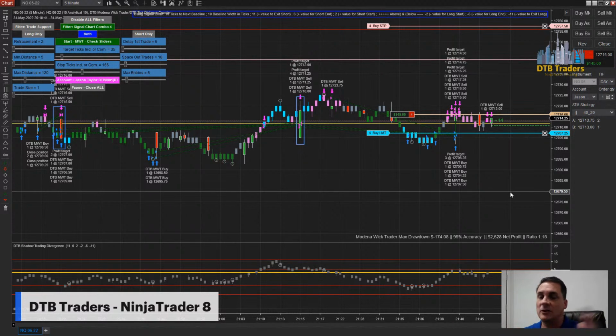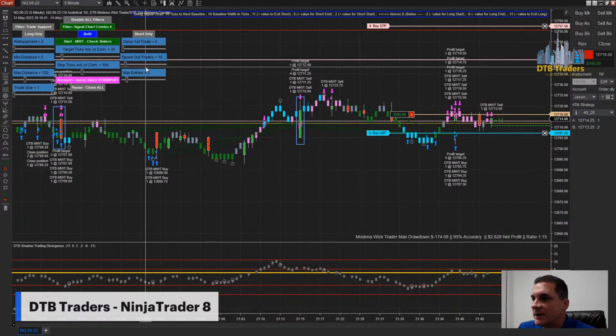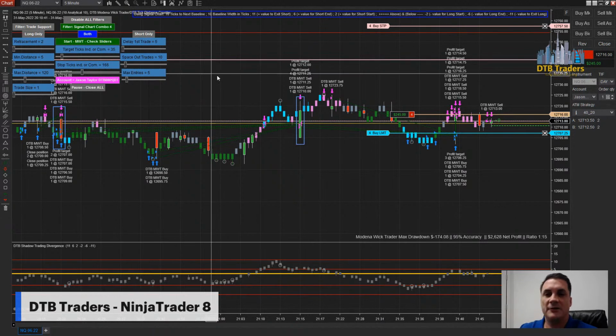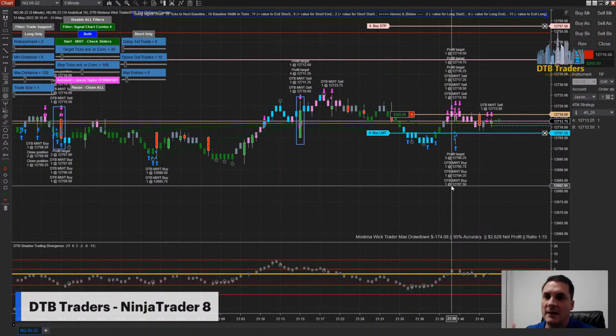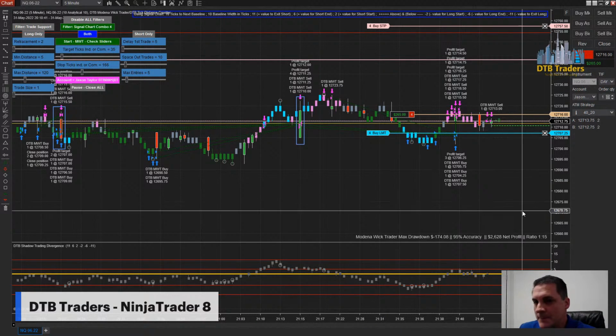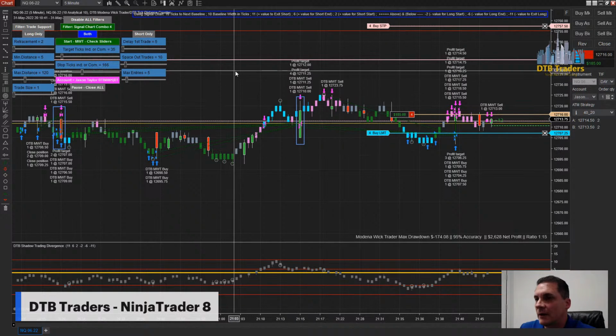And all those positions are spaced out too. So you'll notice that we've got a space out on trades. That space out is going to space out the entries so that they don't happen within a certain distance of each other.